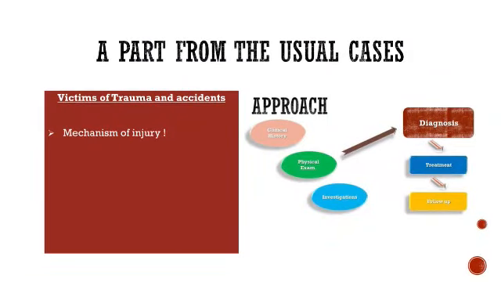So the first special case in history taking is the post-operative, and the second is taking history from victims of trauma and accidents. What is special for that is what's called the mechanism of injury. So we have to detect the mechanism of injury for every single victim of trauma and accidents. The mechanism of injury is very important, and at the same time is very easy. For example, if the patient has a fall from height, we have to know the mechanism of injury.